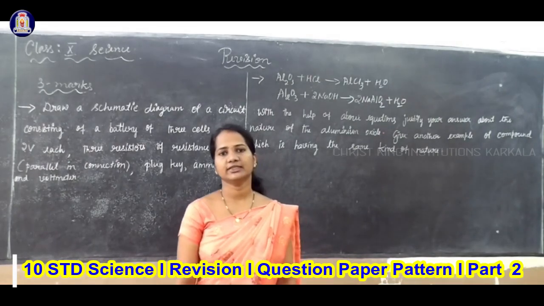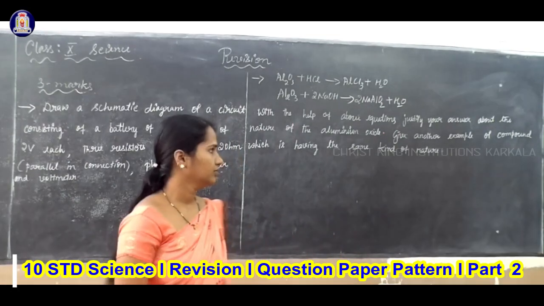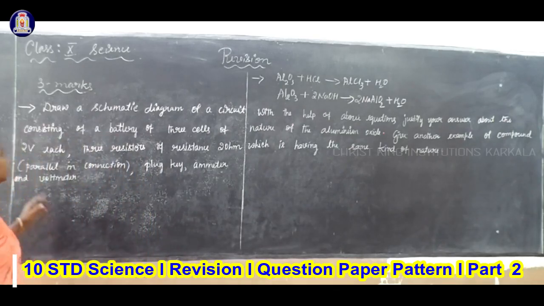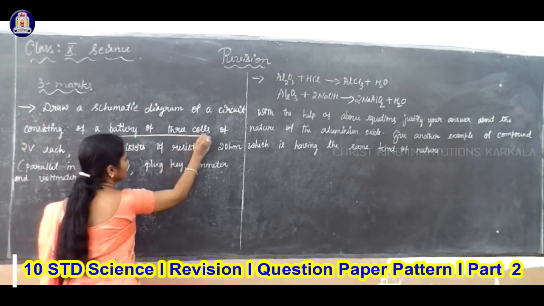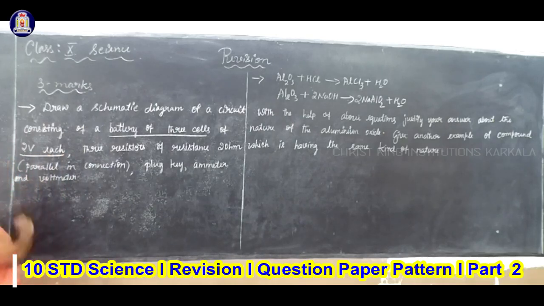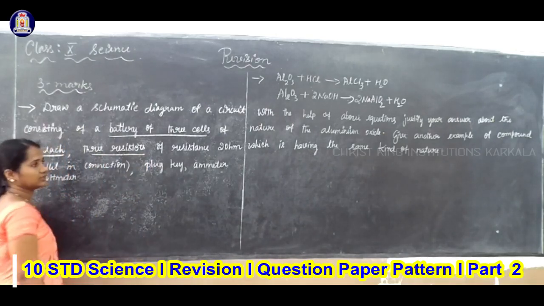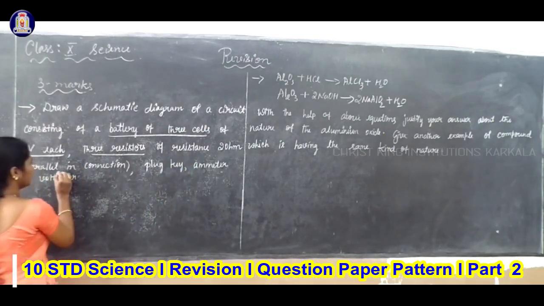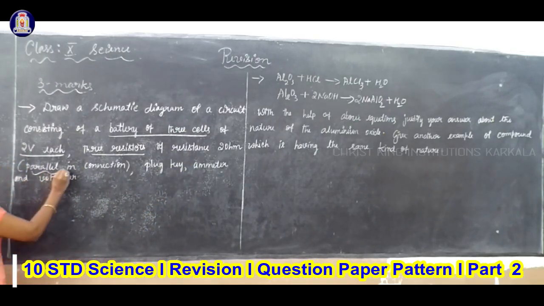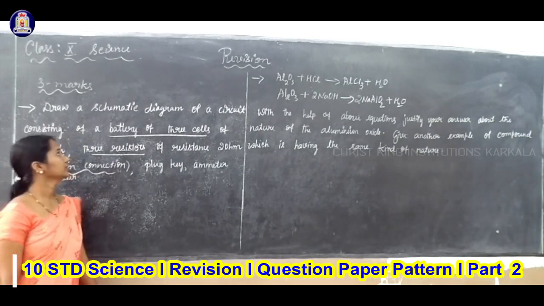We'll continue with the 3 marks questions. We'll move to the next question. It is a diagram. Draw a schematic diagram of the circuit consisting of a battery of 3 cells of 2 volt each, 3 resistors of resistance 2 ohm connected in parallel, plug key, ammeter and voltmeter.